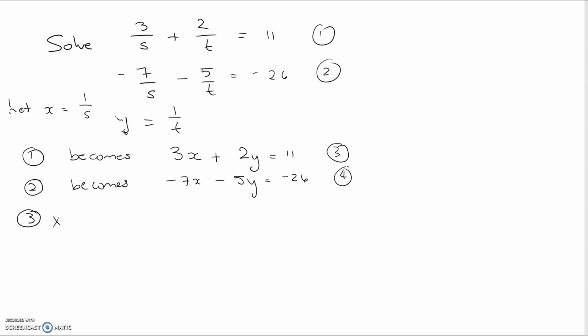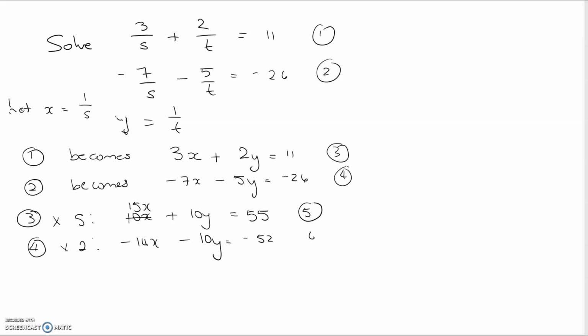If you multiply equation 3 by 5, you get 15x plus 10y equals 55. Give it a name. And if you multiply equation 4 by 2, you get negative 14x minus 10y equals negative 52. Give it a name. And then straightforwardly add equation 5 to equation 6, and you get that x equals 3.